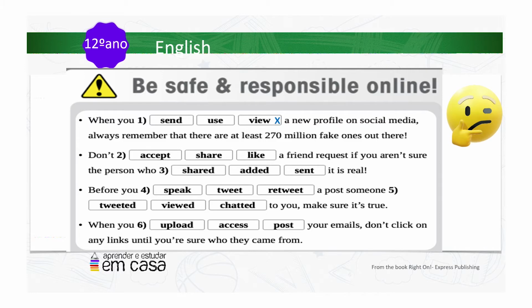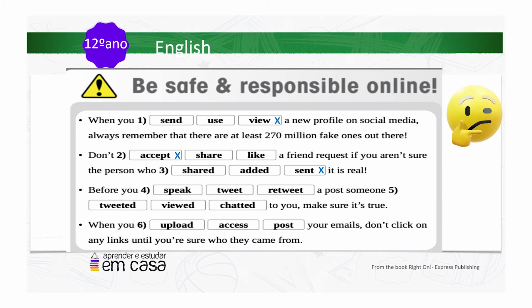Remember that just because you are seeing it, because there is video, because you listen to it, it doesn't mean that it's real. Okay? The second rule is: don't accept, share, or like a friend request if you aren't sure the person who shared, added, or sent it is real. So what do you think is the verb for the first one? Don't accept, share, or like. Exactly, you are right. Don't accept a friend request if you aren't sure the person who sent it is real. Make sure of that. It's very important for your safety, and it's very responsible of you as well.